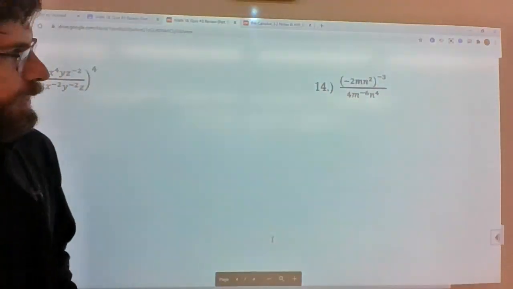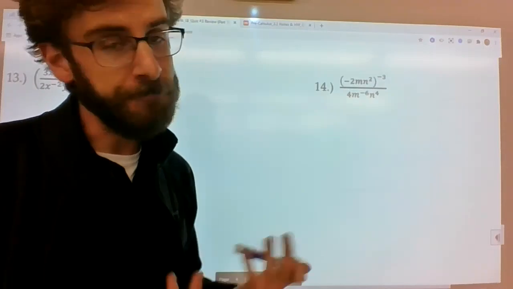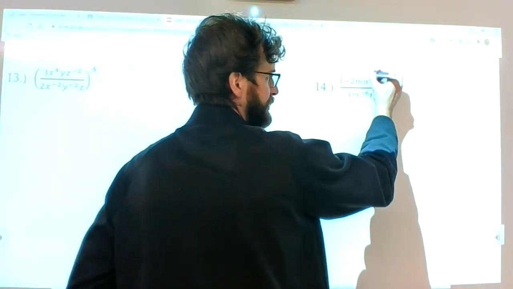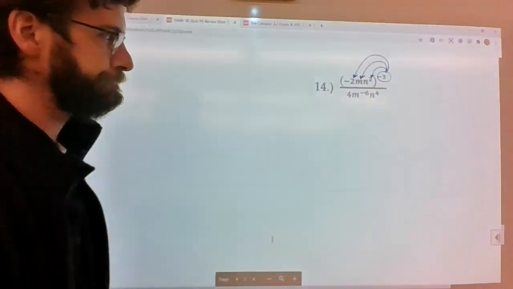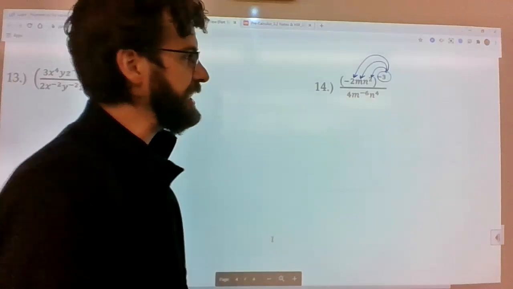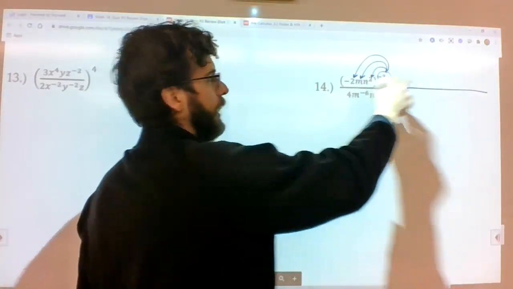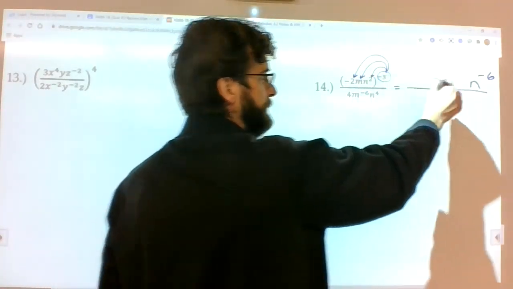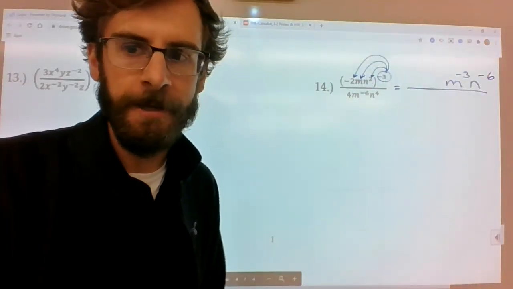All right, what happens when we have a group to a negative power, like we see here? Just distribute that -3 through. So the -3 gets attached to the 2, to the m, and to that -2. So my top changes to n to the -6 power, m to the -3 power, and this is where things always get wonky.